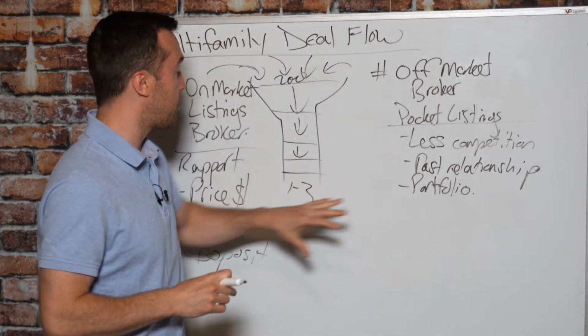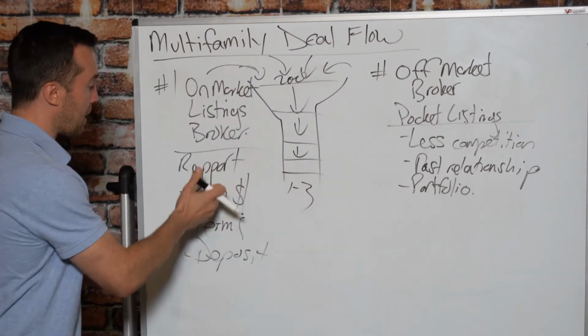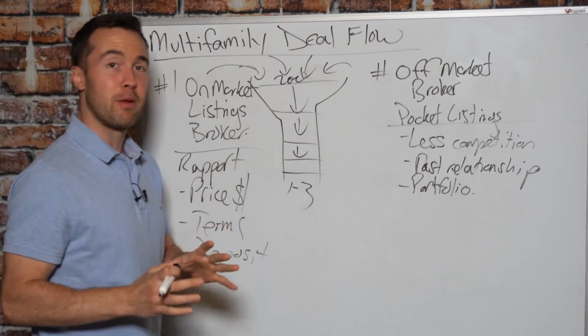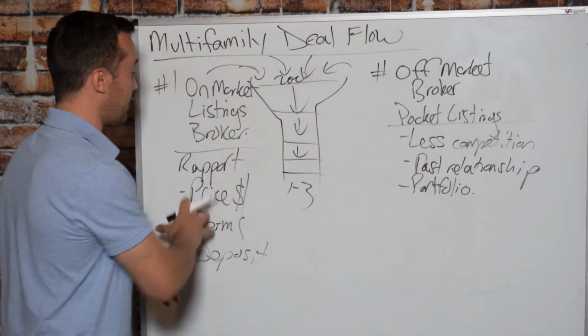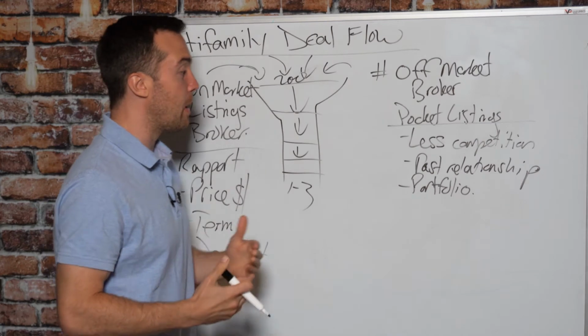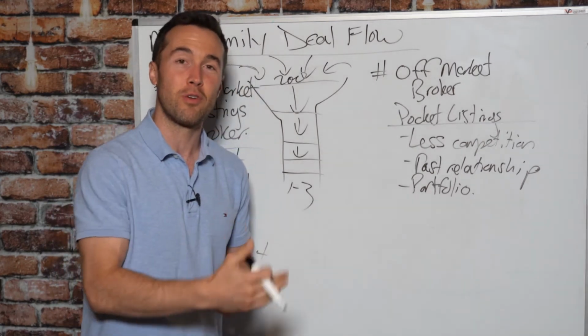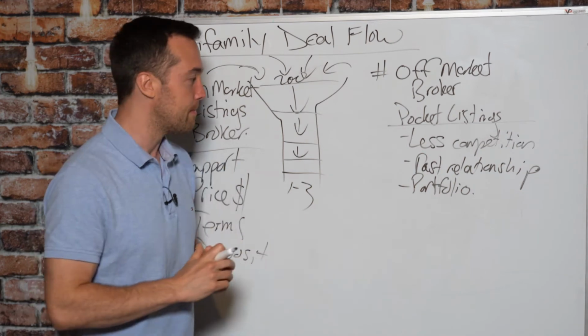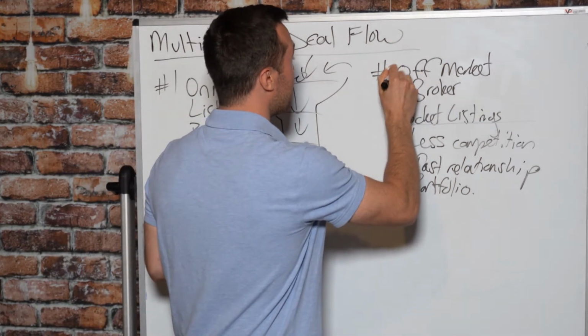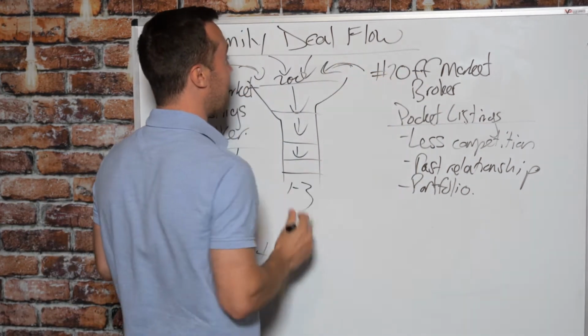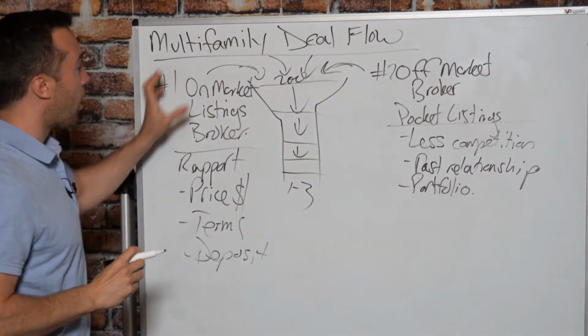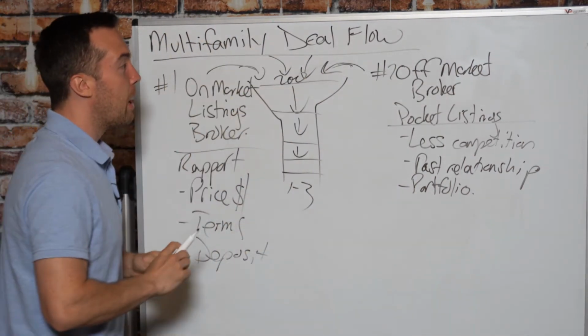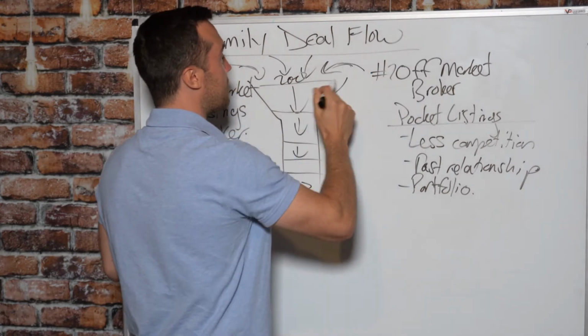So we may have to think about it the same way: price, terms, deposit. It probably won't be as competitive as on this side, but like I said, it all goes back to how the broker works their leads, how they work their network, what type of marketing they're doing, and how large their list is. So off-market broker deals are the second addition to our funnel. We've already got on-market listings that everybody knows about. We've got off-market broker listings coming here.